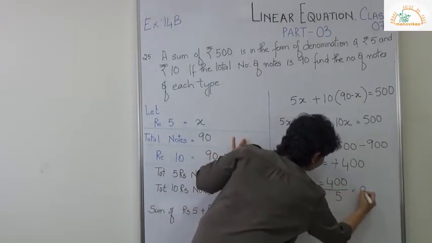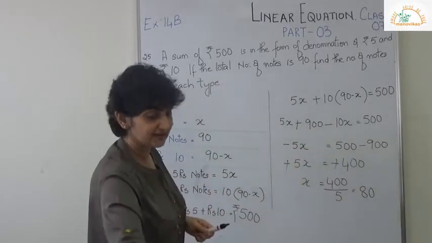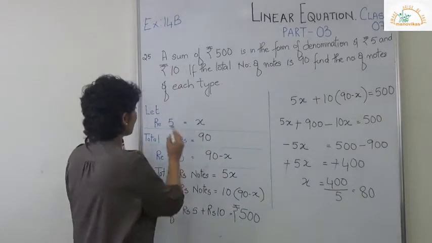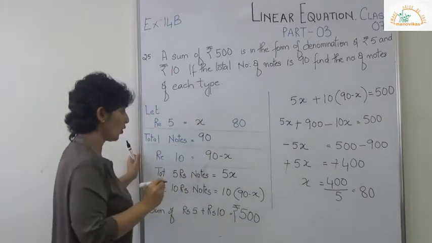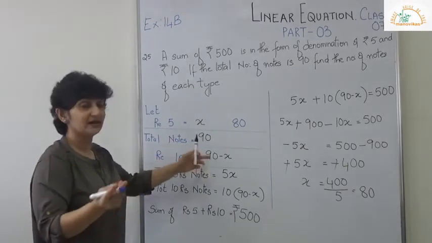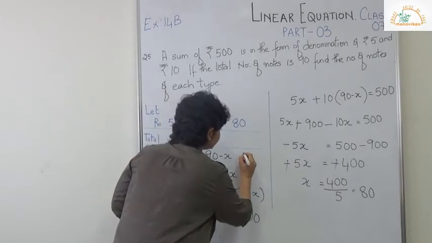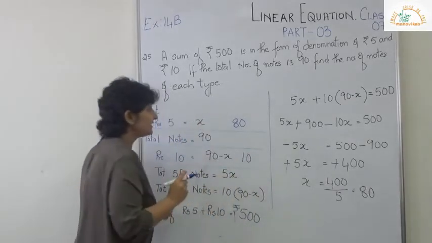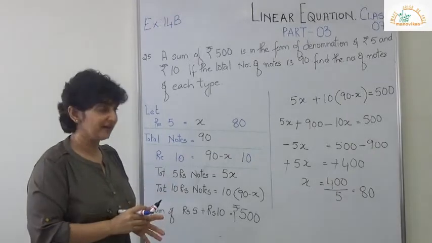So, 5 8s are 40 and 0, so I get it as 80. So, how many 5 rupee notes do I have? I have 80 notes. Correct? And now you know the remaining 90 minus 80 gives me 10. So, I have 10 rupee notes and I have 80 5 rupee notes.